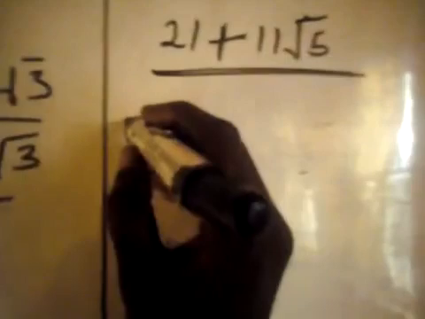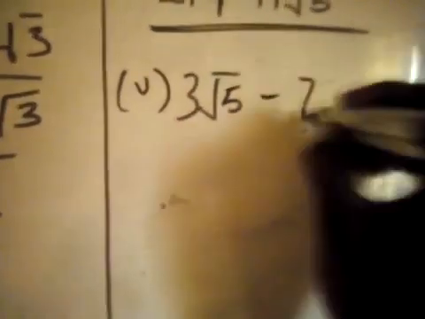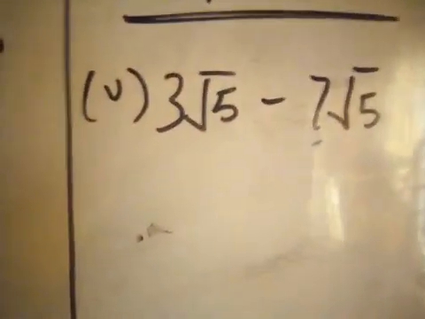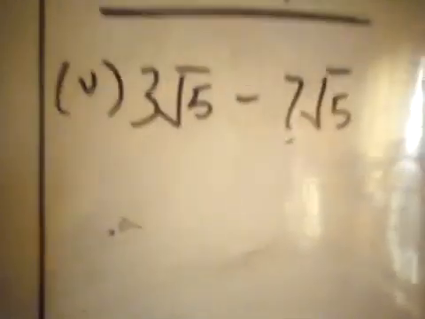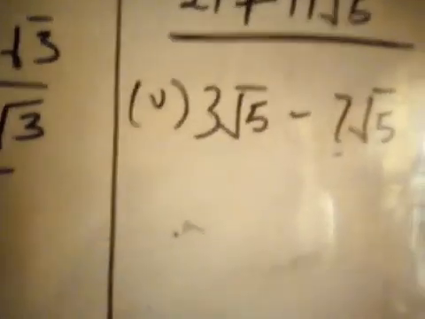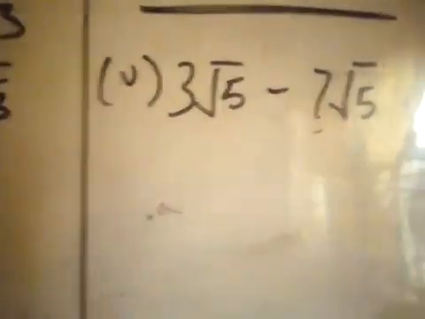So that is our simplified answer. So let's quickly go to the last question, which is subtraction of surds. When you are subtracting, the same thing that is applicable to addition of surds is still applicable to subtraction of surds. Understand? If this and this are the same, you can subtract their whole numbers. But if they are not the same, you cannot subtract their whole numbers.